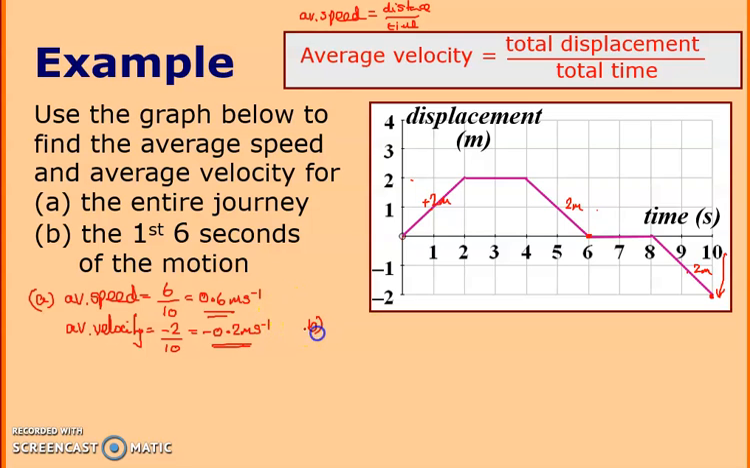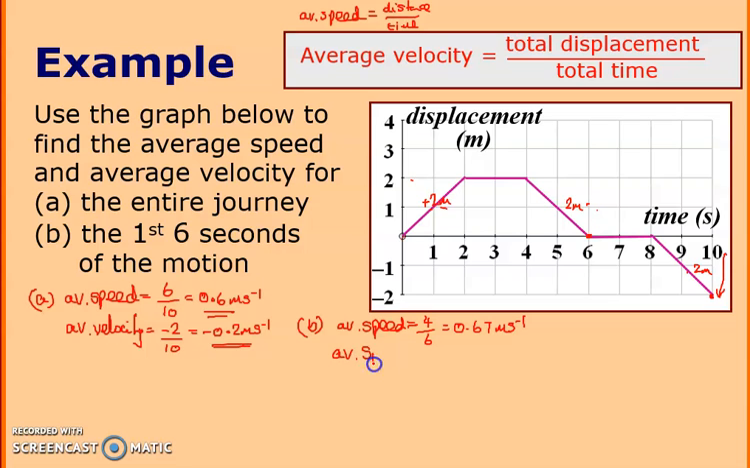And part B I'll do here. It says for the first 6 seconds. Well, the first 6 seconds is obviously there. Average speed: again, I think I can do this quite quickly now. How far have I gone? 2, 2, that's 4. How long did I take to do it? 6 seconds. 4 divided by 6, well, that's 0.67, I'll do it to 2 decimal places. It doesn't ask how to do it. So 0.67 meters per second. What's my average velocity?